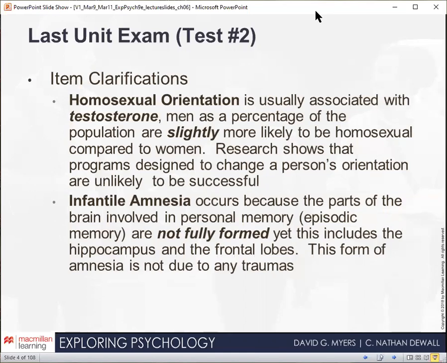I'm going to pause real quickly to see if there are any items or any questions or clarifications you wanted about test number 2. You can send me a chat. If not, you can email me later. I'll just wait for a few more seconds here.